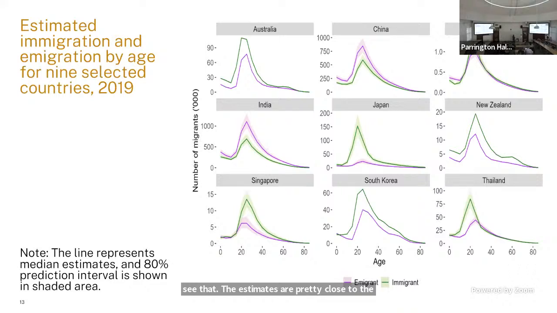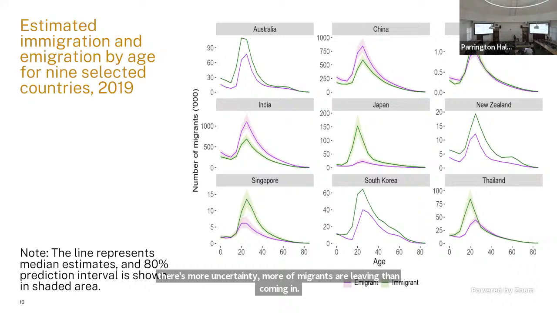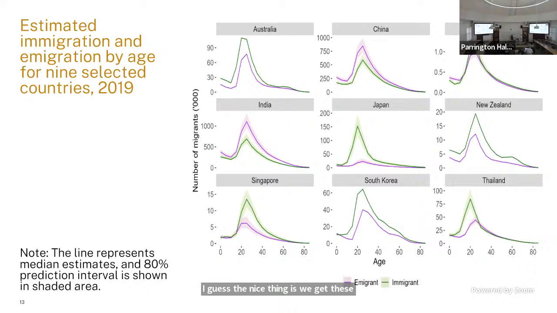In Australia, flows coming in are greater than those going out. That's what we would expect. In China, we see the opposite, but there's more uncertainty. More migrants are leaving than coming in. And the nice thing is we get these age profiles that we would expect with migration. Thailand, on the bottom right, has a very different shape of people coming in than leaving, a lot younger.